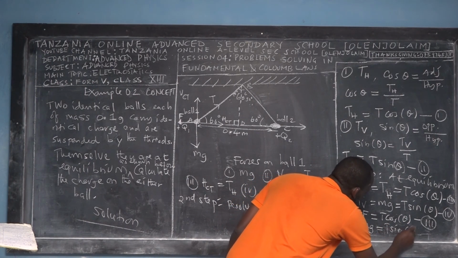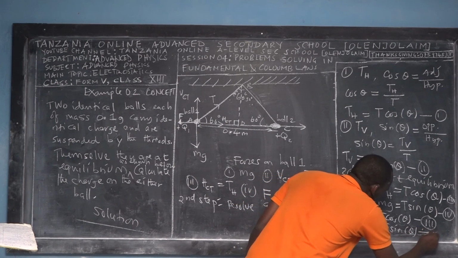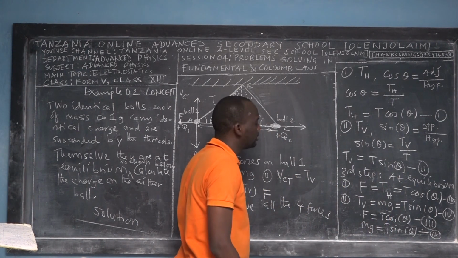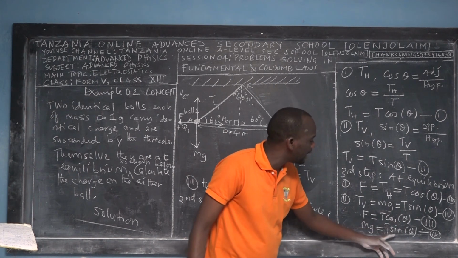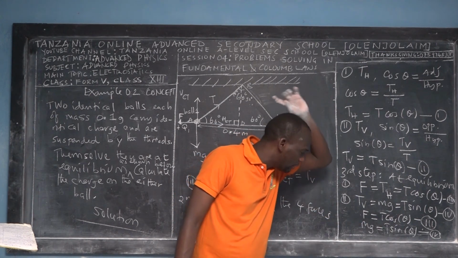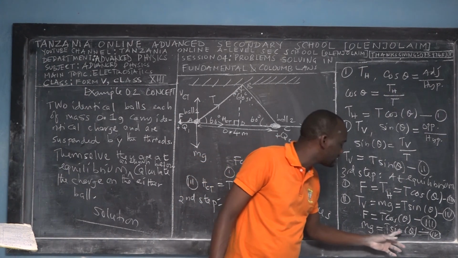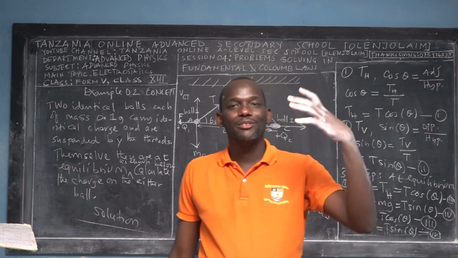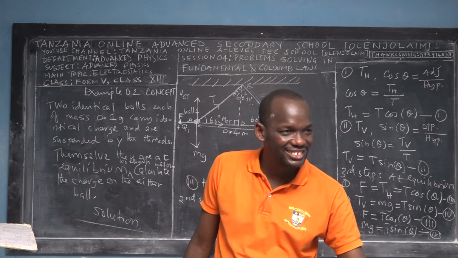Tension sine of angle theta. Okay, if you have realized this, something of the trigonometrical concepts, we can relate this sine and cosine. How can we relate? We have to remember the trigonometric concept that if we take sine over cosine, we get another trigonometrical function that's called what? Tangent.